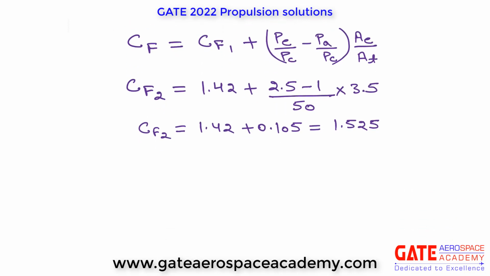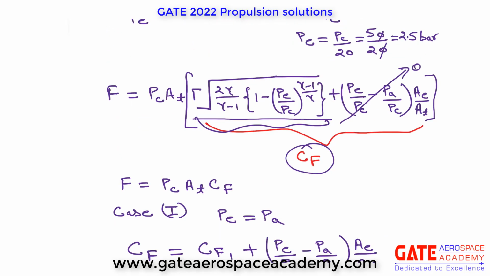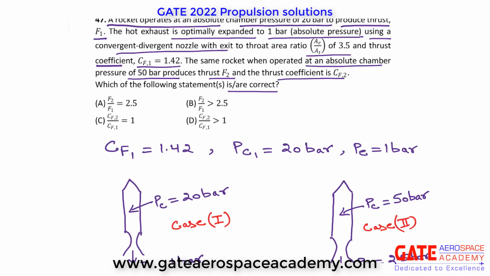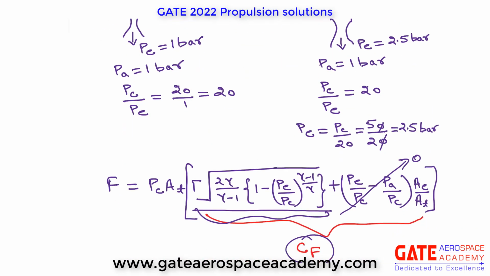So let's find out the ratio. CF2 by CF1 is equal to 1.525 upon 1.42. That is equal to 1.074. So it is greater than 1. So here in option D, CF2 by CF1 is greater than 1. Now let's find out thrust ratio.